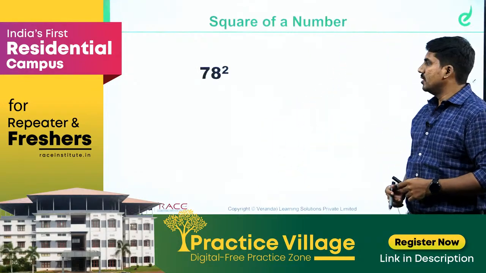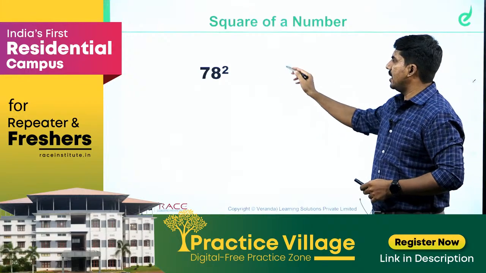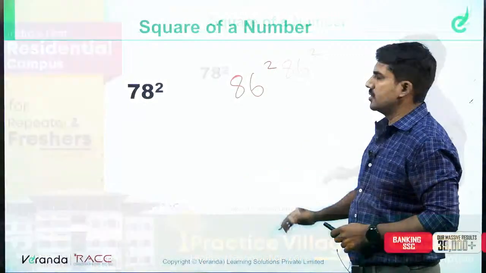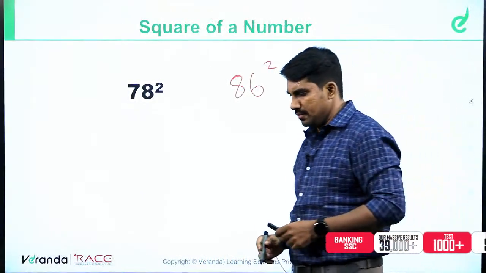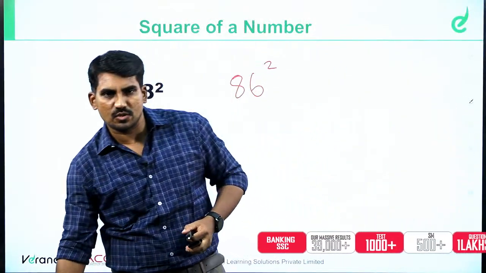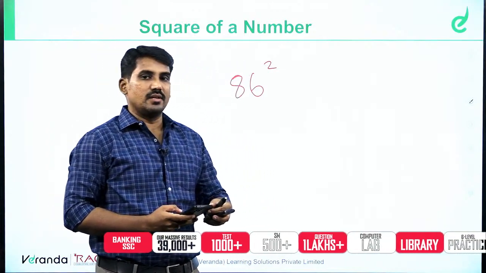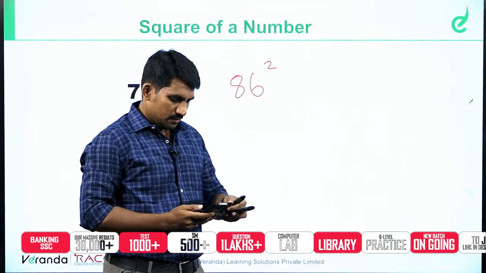78 square. So now we have done that. Therefore, find the answer for 86 square. Find the answer for 86 square and give the answer in the chat box. Right?